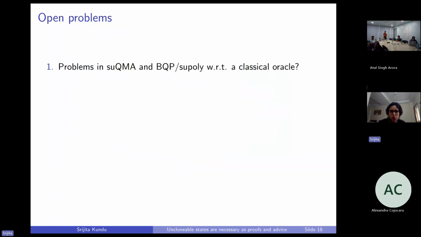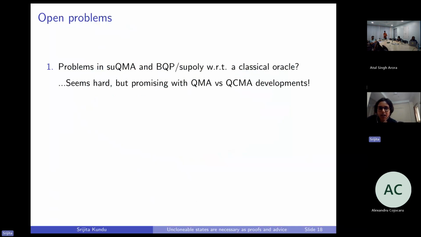So okay, I'll talk about some open problems. The first question is obviously whether you can show that there exist problems in SUQMA and BQP by SUPoly with respect to a classical oracle. As I said, this is strictly harder than separating QMA and QCMA with respect to a classical oracle, and we don't know how to do that either. But there have been some recent developments in separating QMA and QCMA with respect to a classical oracle. So maybe with those developments, if we are able to show a QMA versus QCMA classical oracle separation, we can also show that with respect to a classical oracle, there exists a problem in SUQMA.